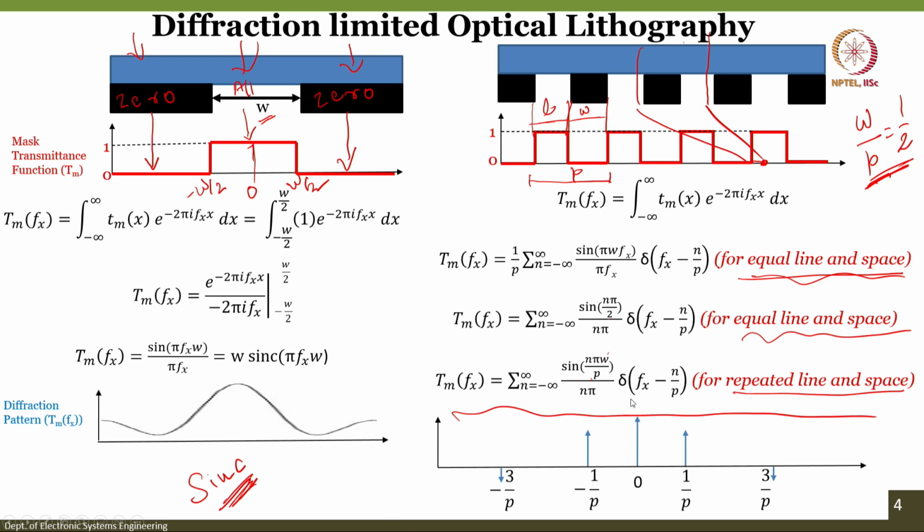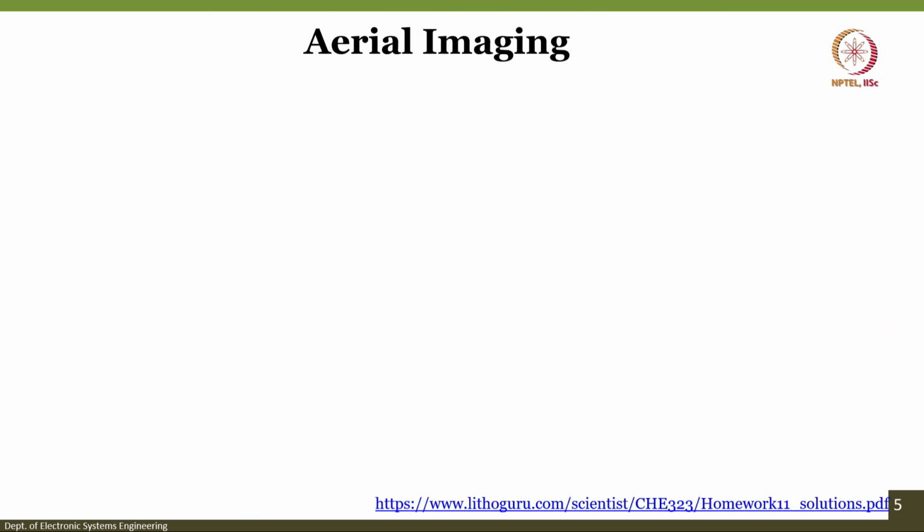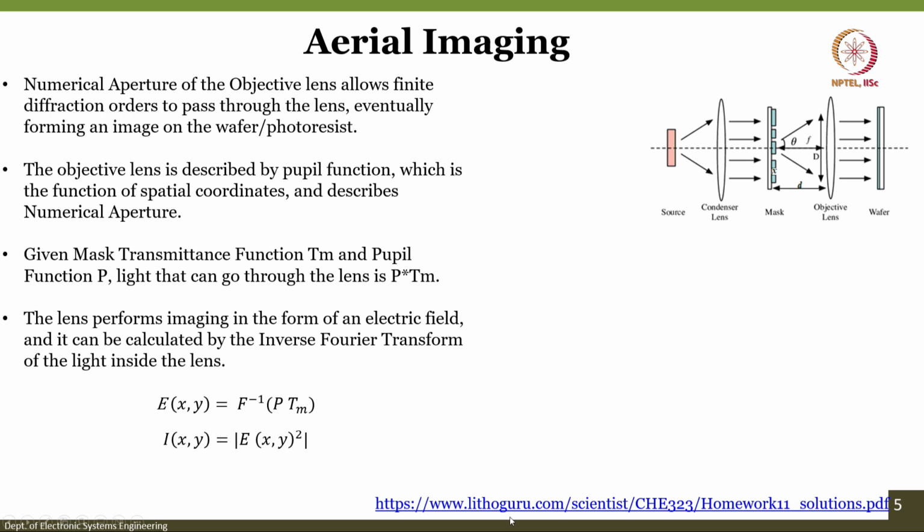Again it is important to see that you will get a diffracted pattern here also, here also. How many of these impulses will pass through the lens is decided by your objective lens. So how do we calculate that? We will come to that; it depends on aerial imaging. So you can find the solution here of the previous derivation.